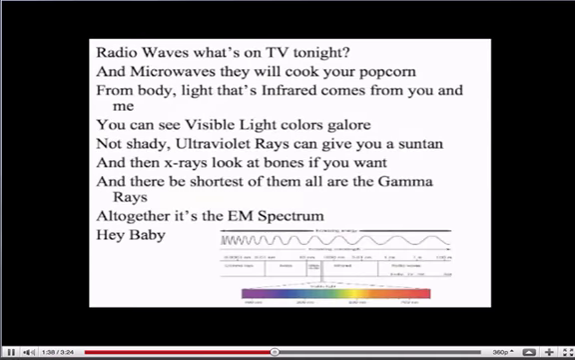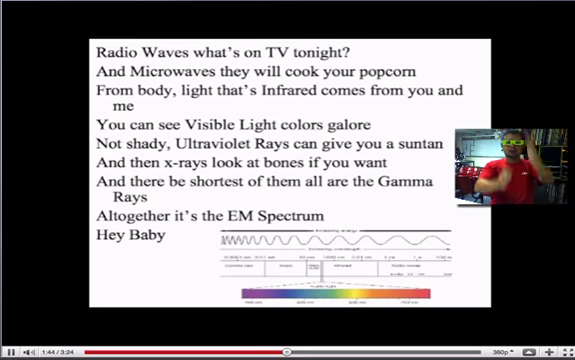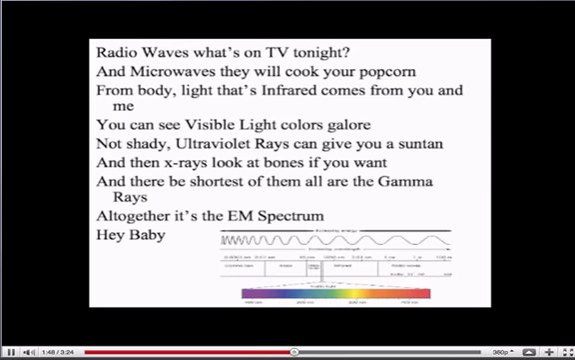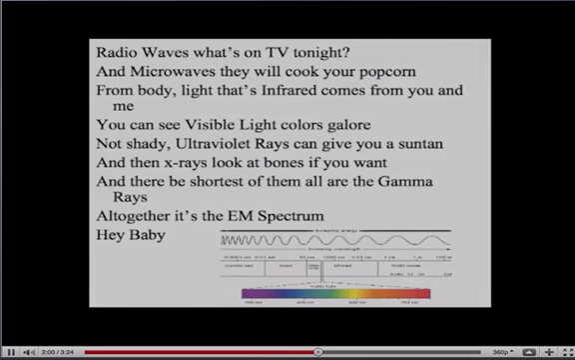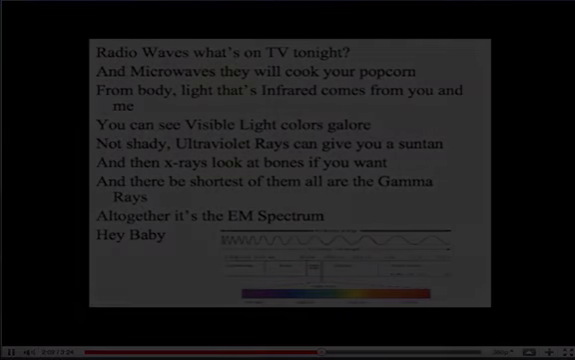Radio waves, what's on TV tonight? And microwaves, they will cook your popcorn. From body light that's infrared comes from you and me. You can see visible light colors galore. Not shady, ultraviolet rays can give you a suntan, and then X-rays look at bones if you want. And the shortest of them all are the gamma rays. Altogether, it's the EM spectrum.